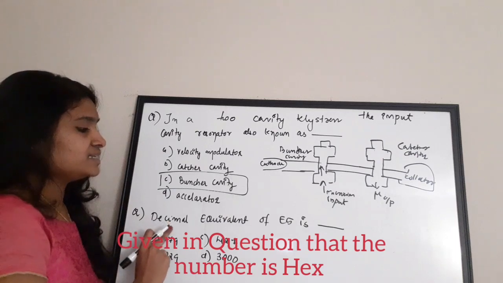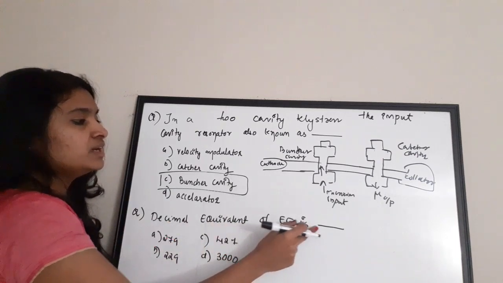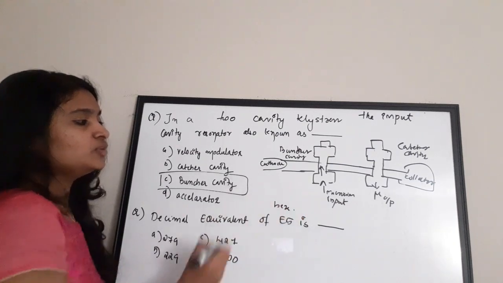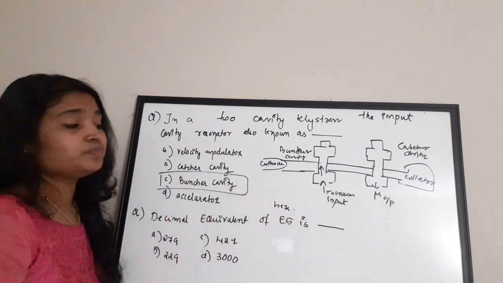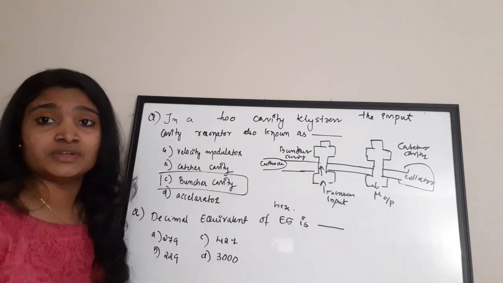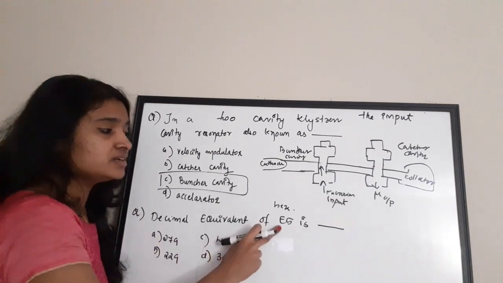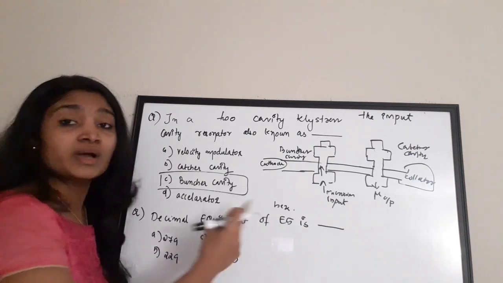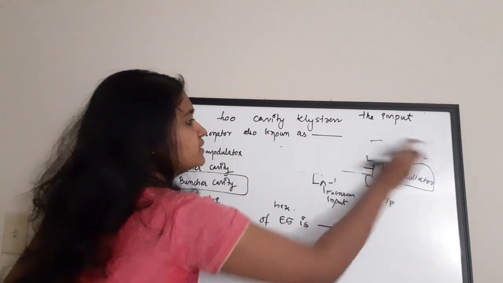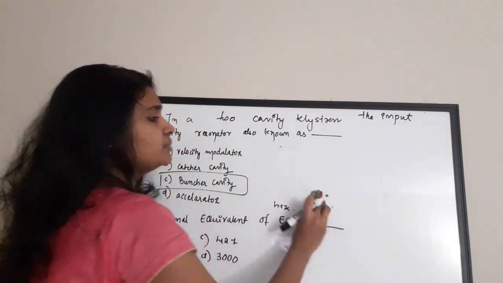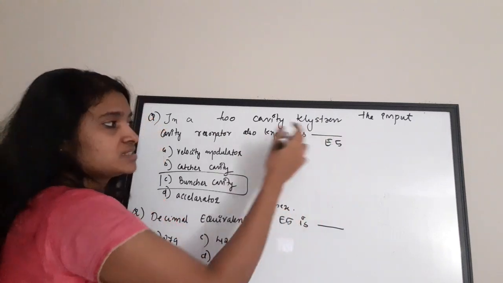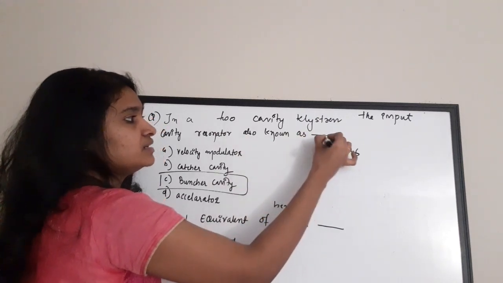Next question. Decimal equivalent of E5 is dash. So this is a hex number, right? How to convert a hex number to decimal number? The easiest way, I've explained in one of my earlier videos, is to convert this number in hex to binary, then convert to decimal. Okay, I'll remove this and write it here. So the number is E5, and since this is a hex number, it is to the base of 16.